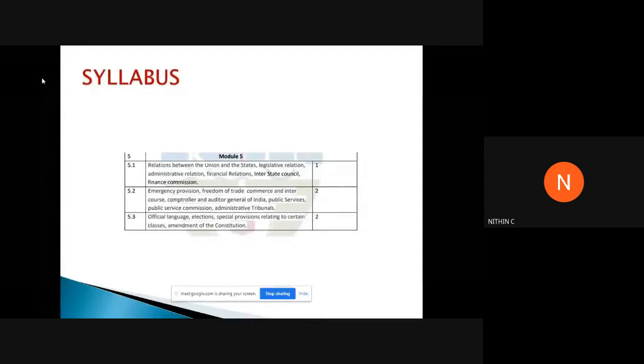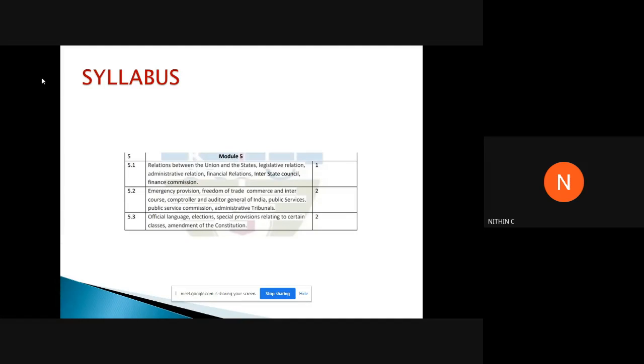That is the relations between the union and the states: legislative relation, administrative relation, financial relations, interstate council, finance commission. Then we'll be discussing the emergency provision, then official language, elections, all those things. Then amendment to the constitution.